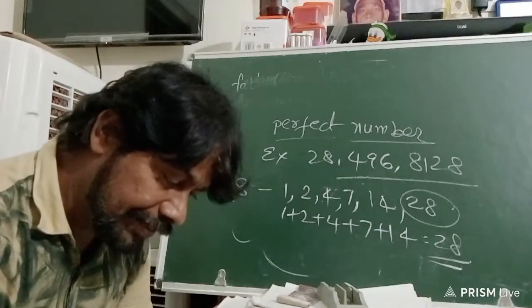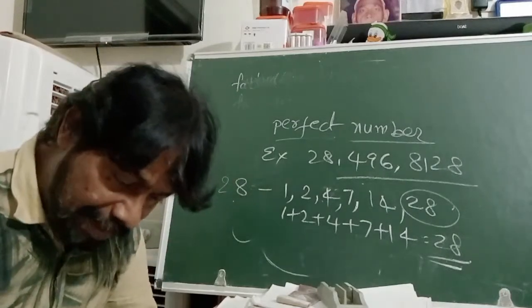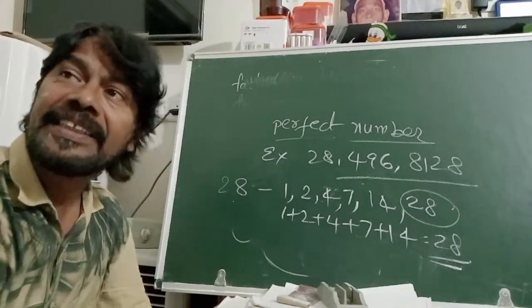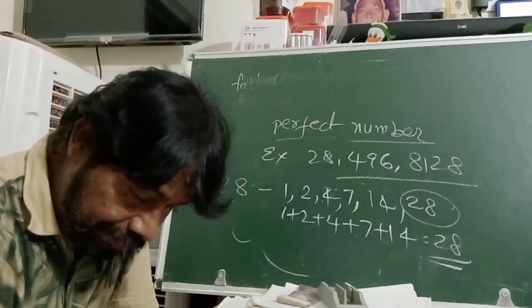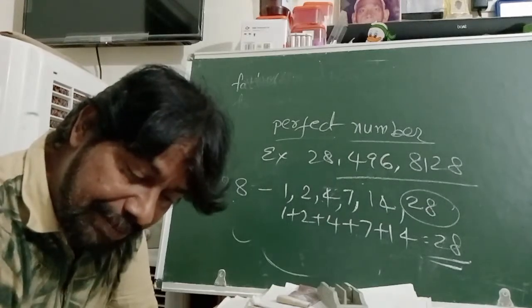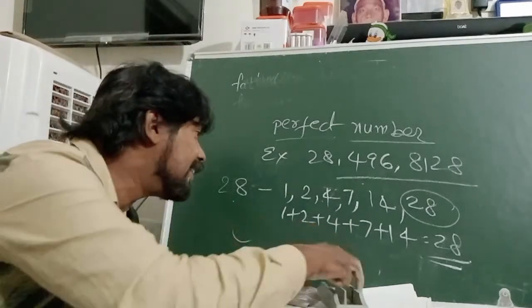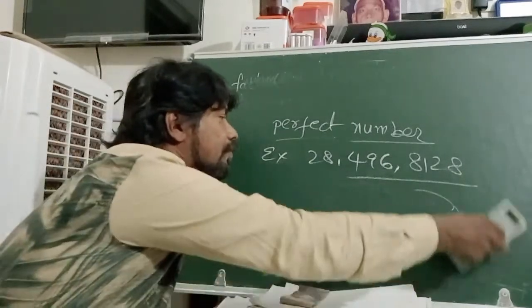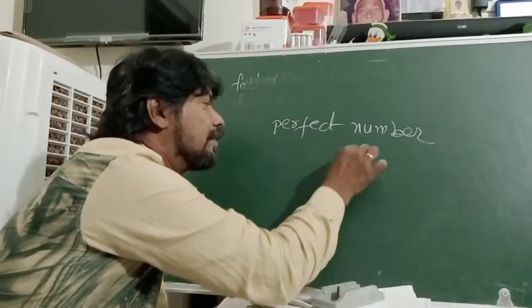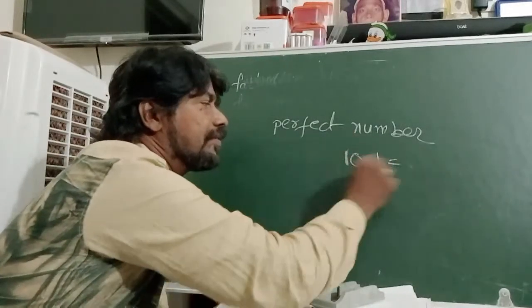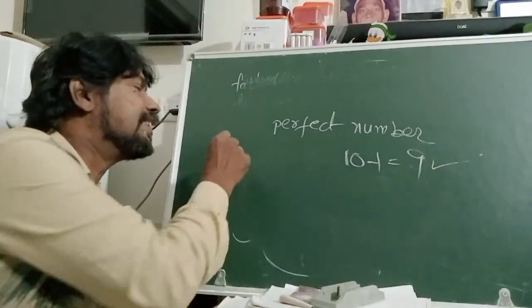Next one, number of digits. Number of single digit numbers. How many? Single digit numbers. So 10 minus 1 is equal to 9.